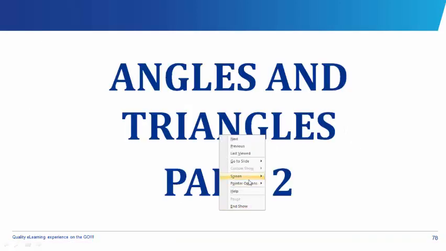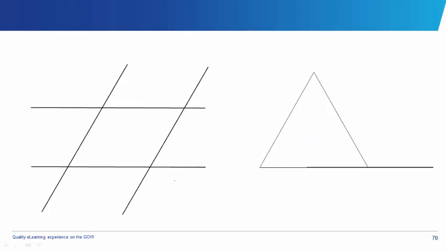Angles and triangles part 2. Now in this chapter we're going to look at other properties of angles and triangles.